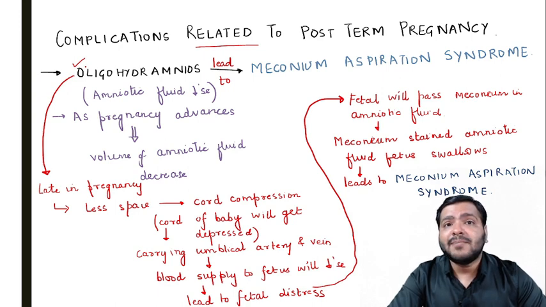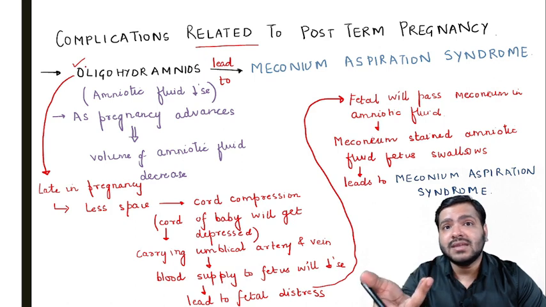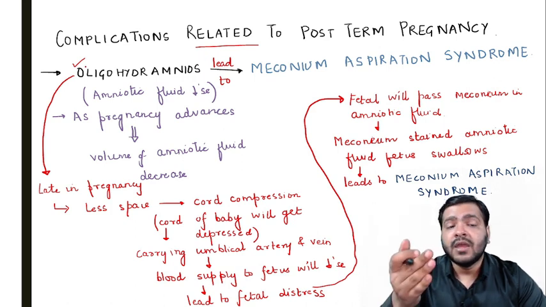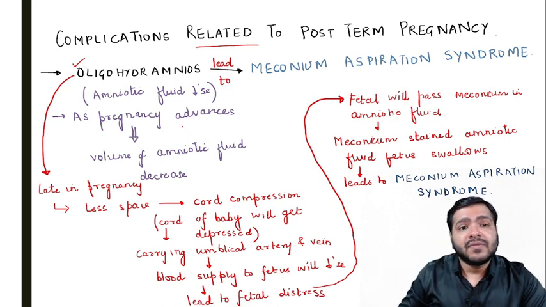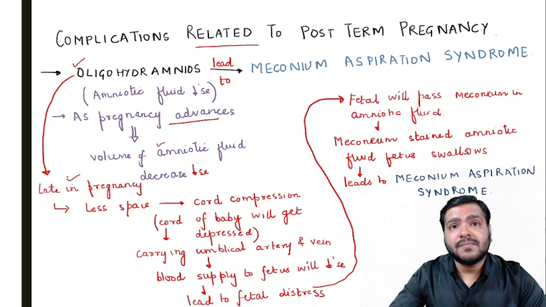So oligohydramnios in pregnancy occurs at two times: during the initiation of the pregnancy or at the last of the pregnancy. As you all know, as pregnancy advances, the volume of amniotic fluid will decrease, and oligohydramnios will be seen late in pregnancy. That is what we are talking about, the post-term pregnancy now.